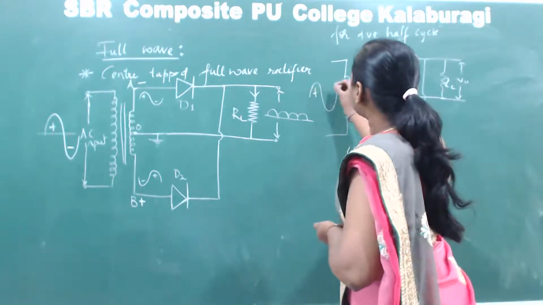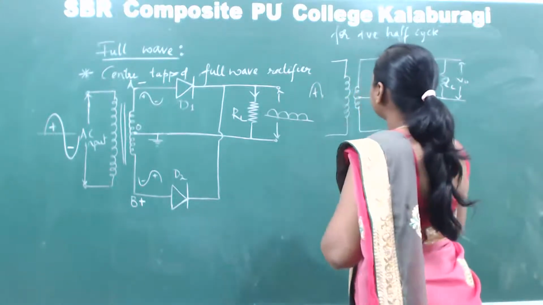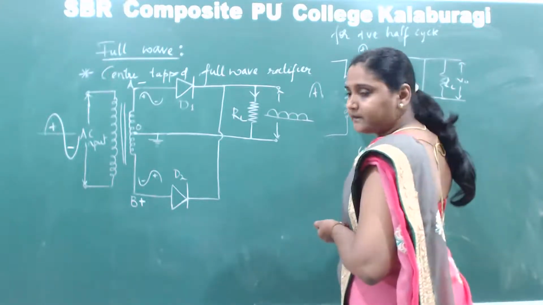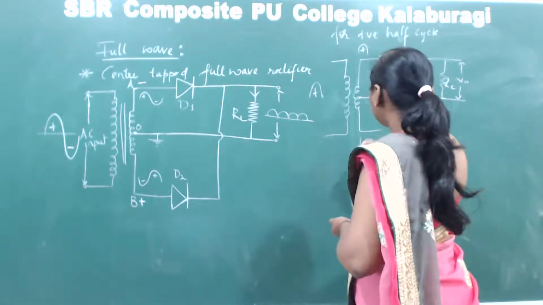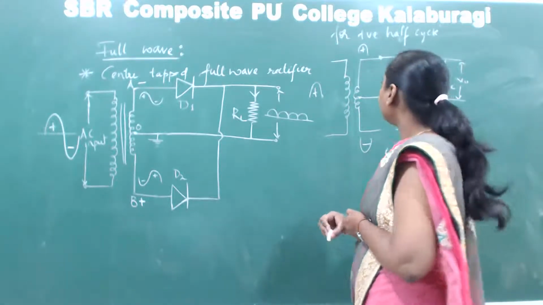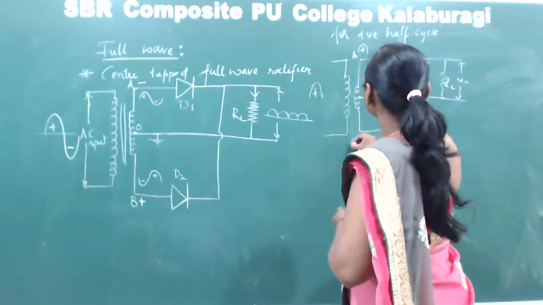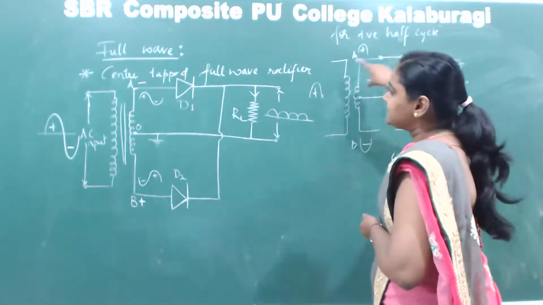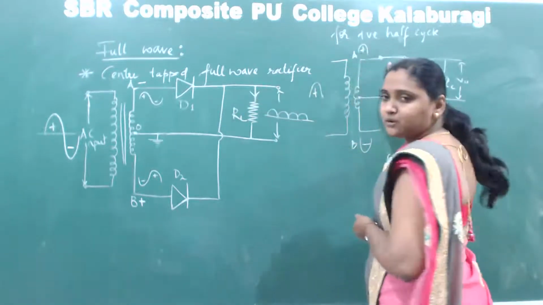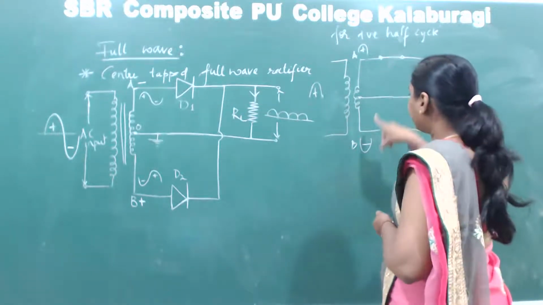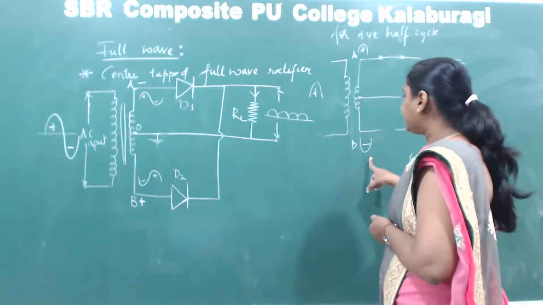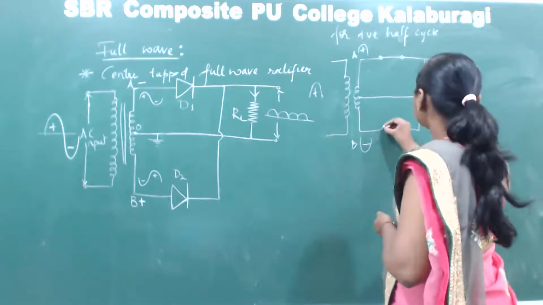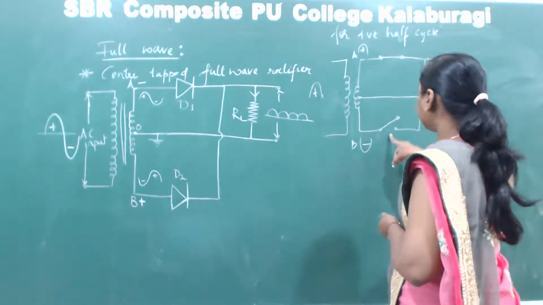This is applied with the positive cycle, there is no negative cycle. So this positive cycle is reaching the A terminal and a negative cycle is reaching the B terminal. The positive cycle at the A terminal forward biases this diode and it acts as a closed switch. For the application of the positive cycle, the B terminal reverse biases the diode and this diode is an open switch.